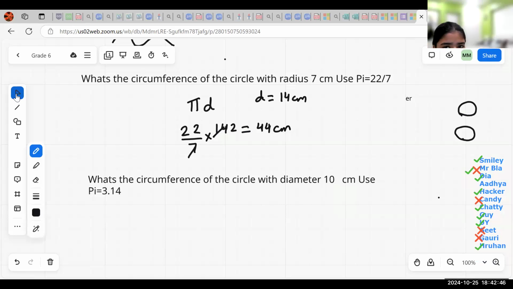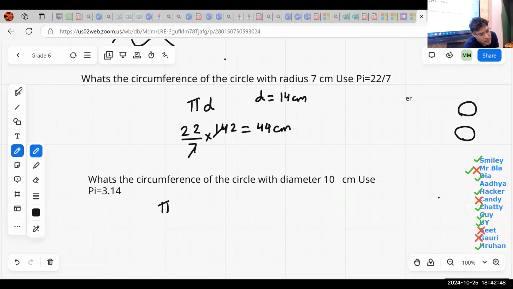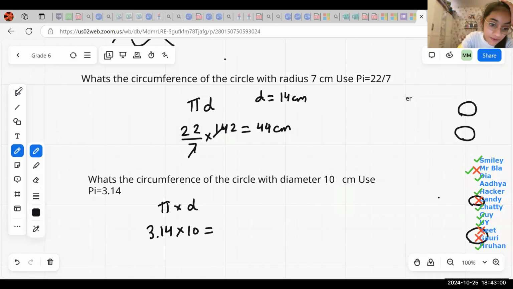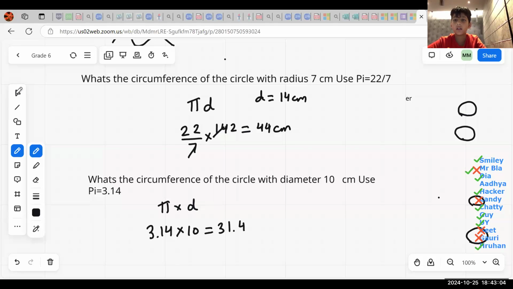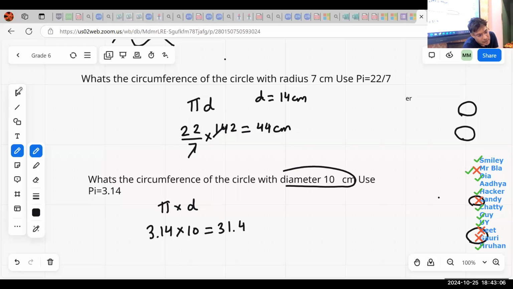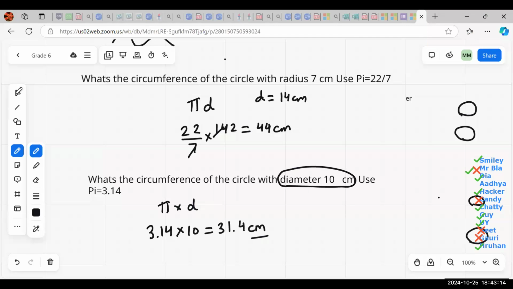Sir, I'm sending. This time the formula is pi times d. So 3.14 times 10. So that is equal to how much, Candy? 31.4. Sir, isn't it 20? I already thought we had to multiply by 20, since you had given the diameter. What mistake did you do, Candy? Sir, I multiplied it by 100.